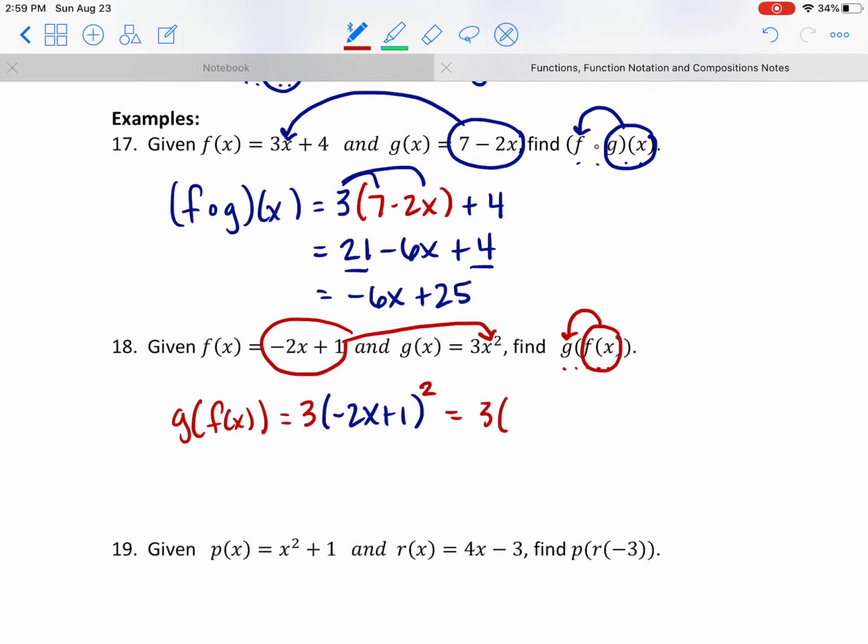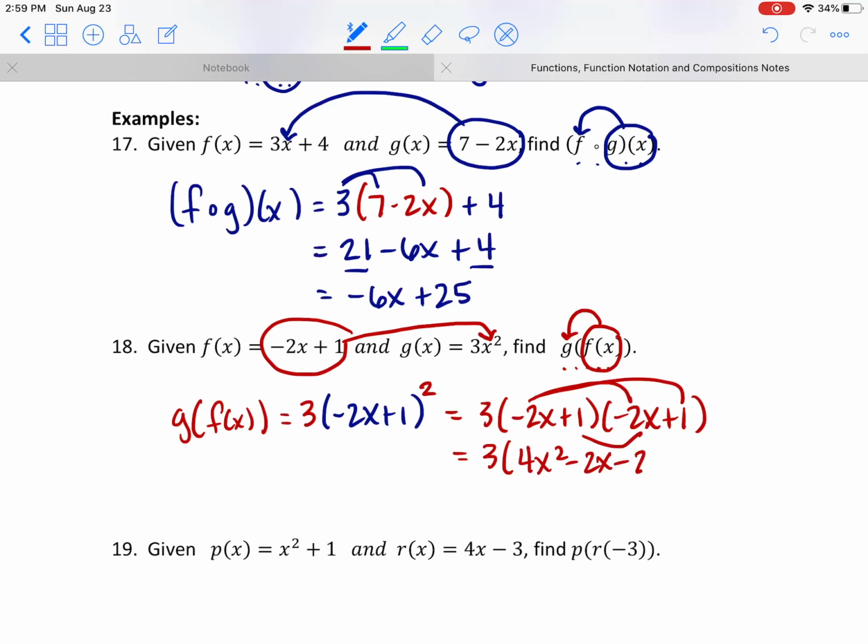So this is 3 times, exponents have to happen first. So negative 2x plus 1 has to be multiplied by itself. It has to be squared. So I'm going to leave the 3. That's going to give us a positive 4x squared, a negative 2x, another negative 2x, and then a plus 1. So that's 3 times, let's see, 4x squared. That's a minus 4x in the middle, and then a plus 1.